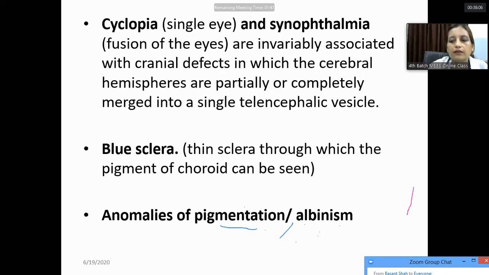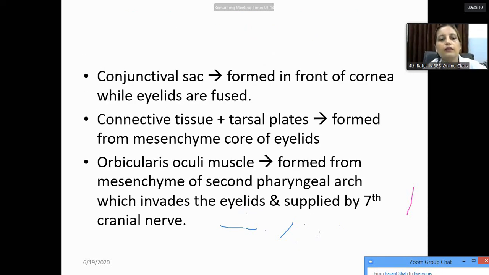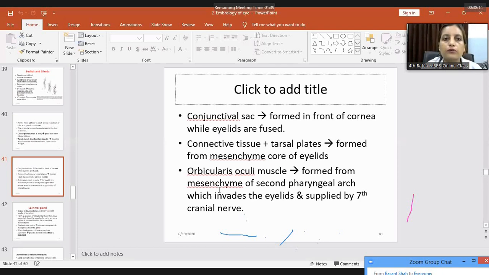If I tell you everything today, it will not stay in your head. So when you go through your embryology, which we have read in first year, then you will know these things, the development.